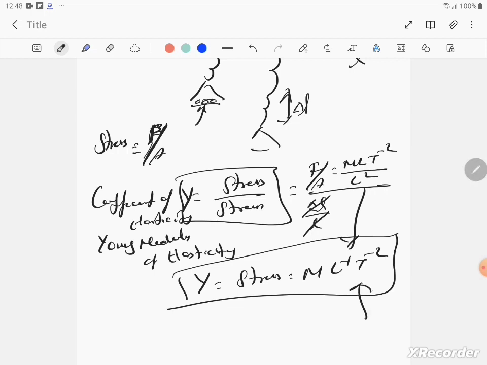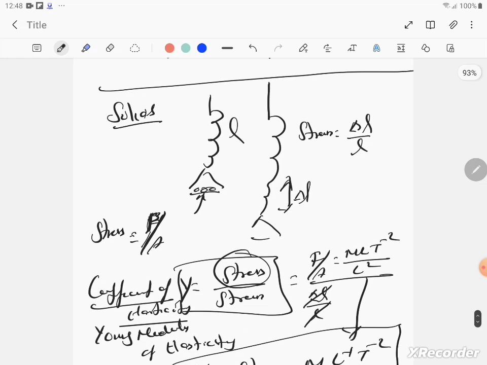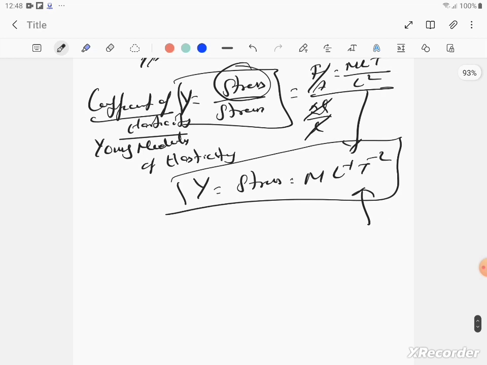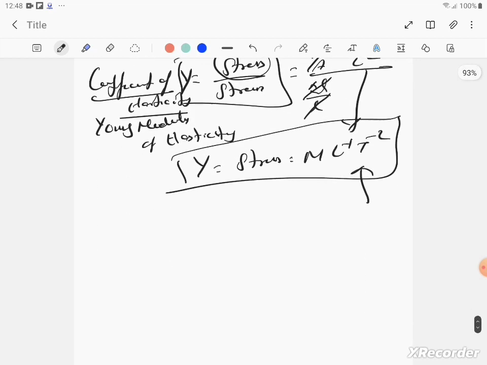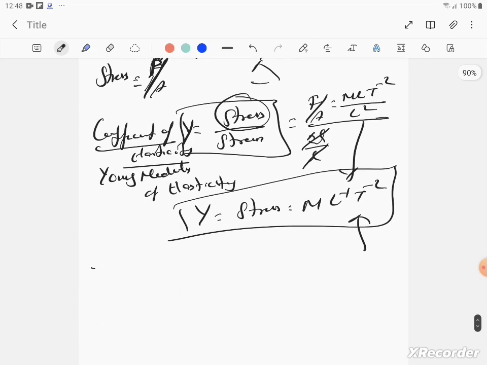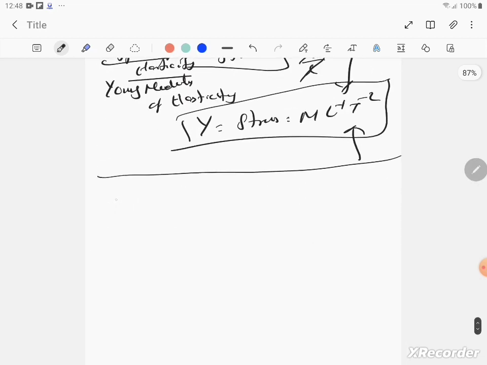So if they ask you to name two physical quantities which have the same dimension, we can also say coefficient of elasticity and stress have the same dimension, because strain does not have any dimensions at all. It is a dimensionless quantity. Theta is a dimensional quantity. Strain is a dimensionless quantity. So that's about coefficient of elasticity. This is when it comes to solids. I hope you understood. Then it is about liquids.